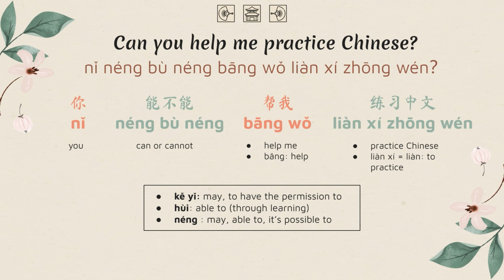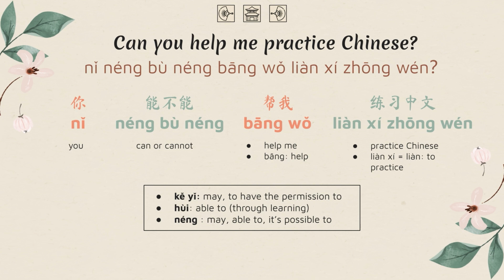So 可以 means may or to have the permission to do something. For example, may I sit here? 我可不可以坐这儿? You are asking for the permission to sit here. 会 means able to, and it's usually used for a skill that you've acquired through learning and training. For example, 会说中文。Be able to speak Chinese because you have to learn Chinese.